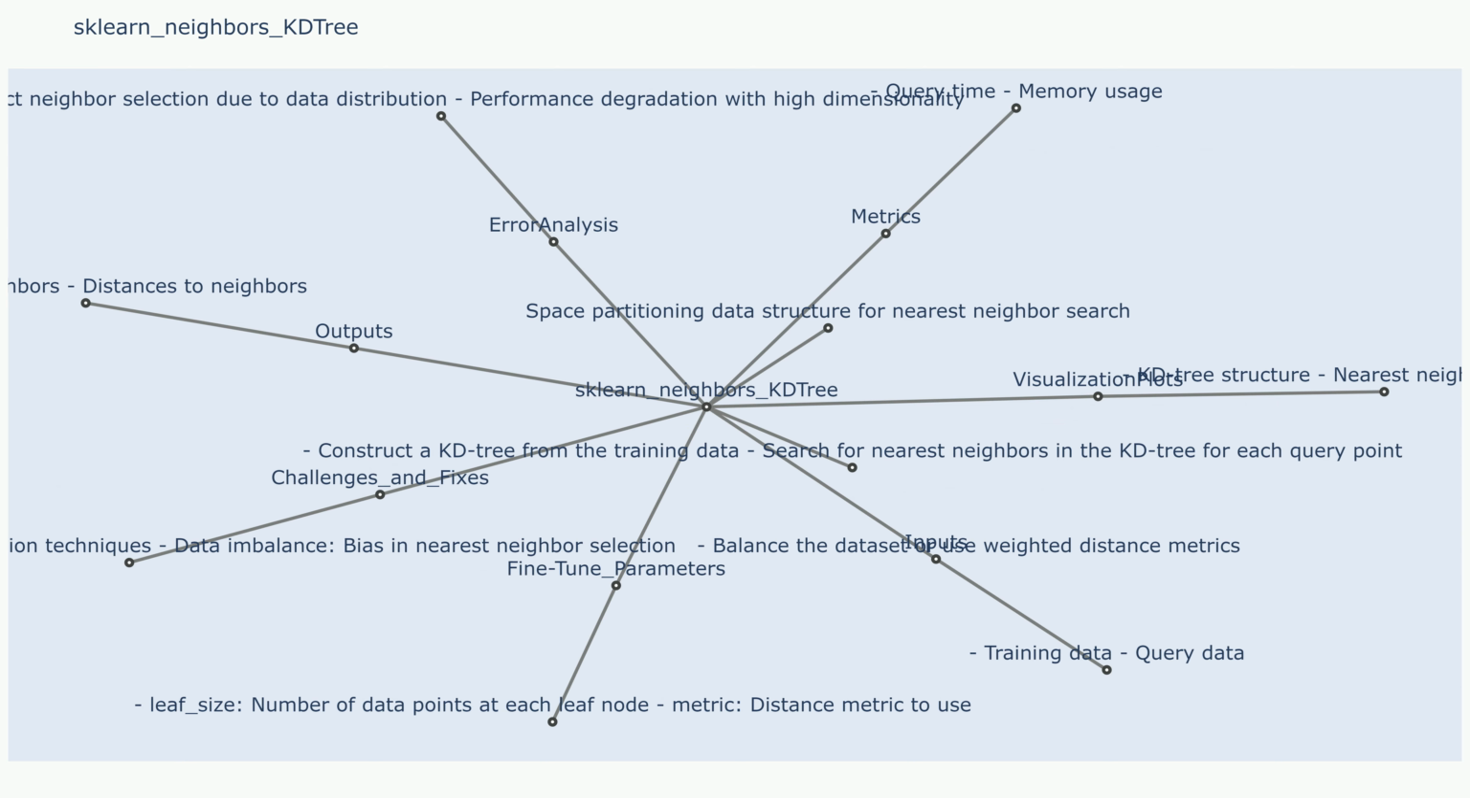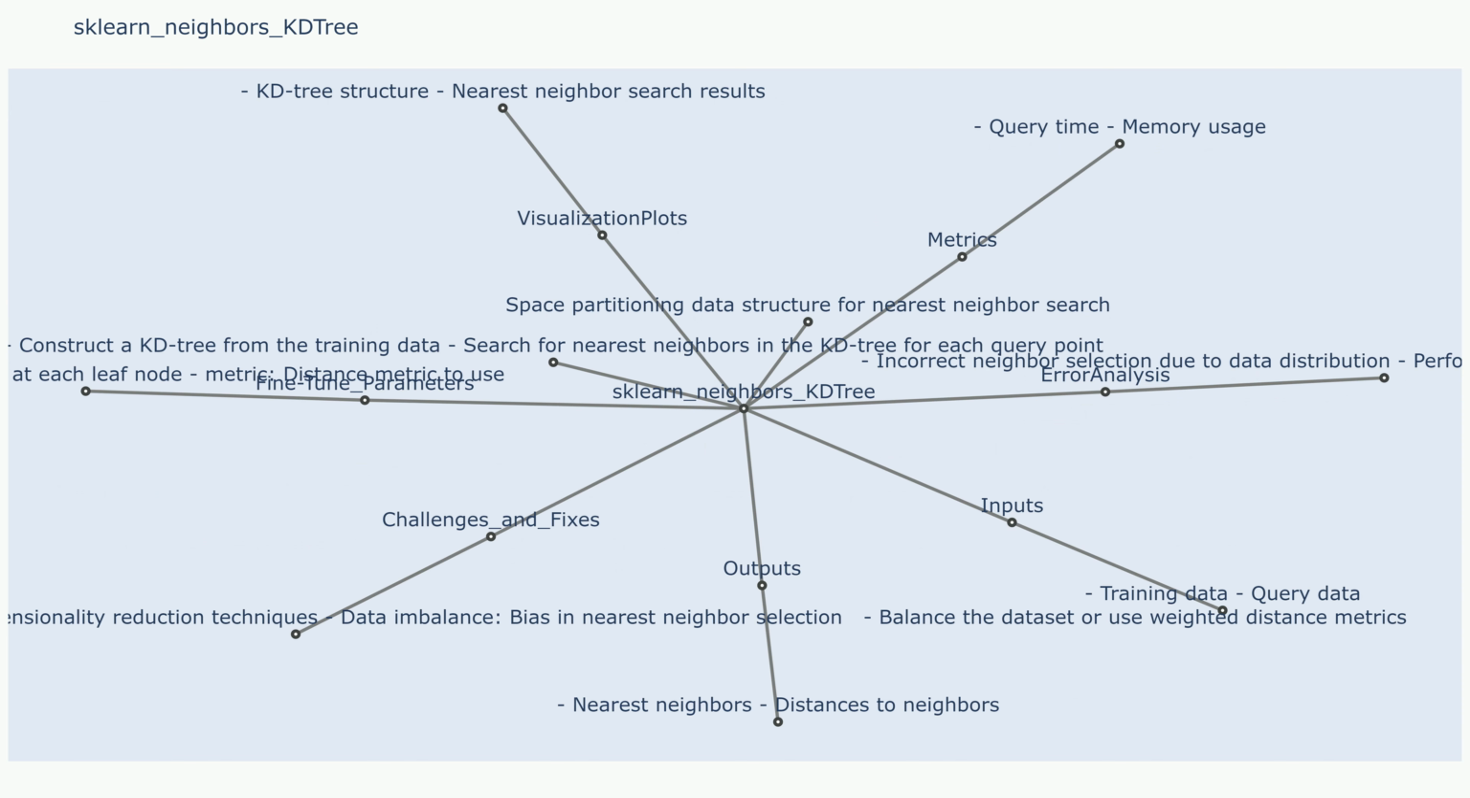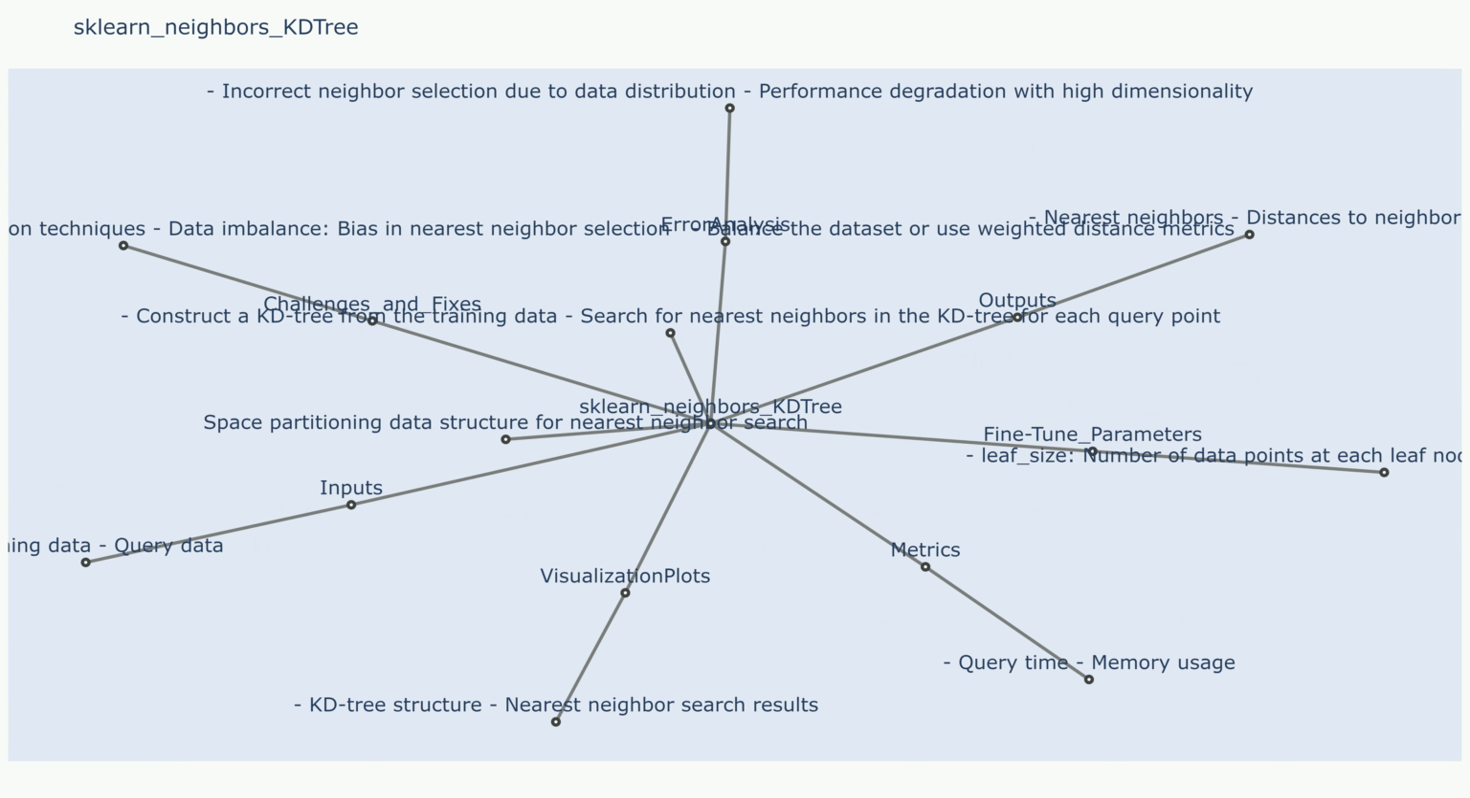Fixes to challenge 1. Dimensionality reduction. Employ techniques like principal component analysis (PCA) to reduce the dimensionality of the data before constructing the KD tree. Approximate nearest neighbors. Utilize approximate nearest neighbor search algorithms like ANNOY or HNSW, which trade accuracy for speed in high-dimensional spaces.